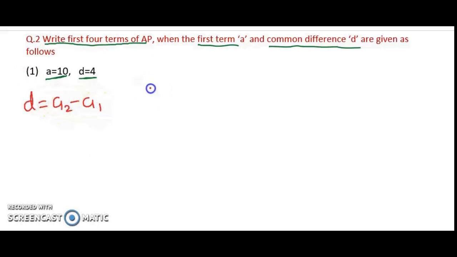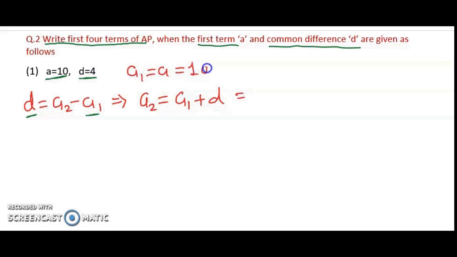So here we know the formula of common difference, A2 minus A1. Okay. Here in this question, the common difference D is given and the first term, that is A1, is given to us. So if you want to find out the second term A2, then we can write A2 equal to A1 plus D. So here A1 is equal to A, that is given 10. In place of A1 we will put 10 and common difference D, that is 4. So the second term will be 14.